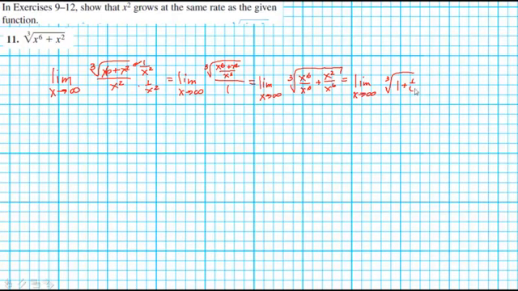Now we know that 1 over x to the 4th is going to go to 0 as x goes to infinity, so we're going to end up saying that this is going to end up being the limit of the cube root of 1, which is just 1. And since 1 is both positive and finite, that means that this expression grows at the same rate as x squared.